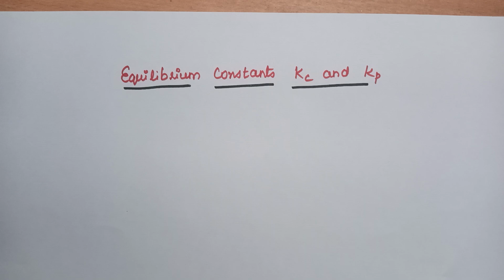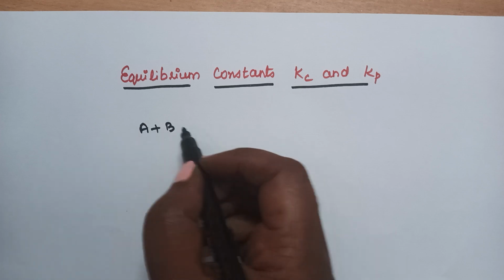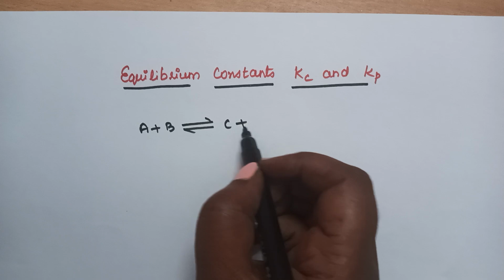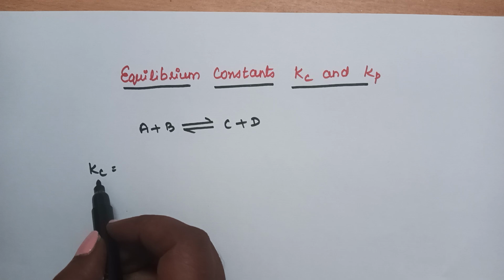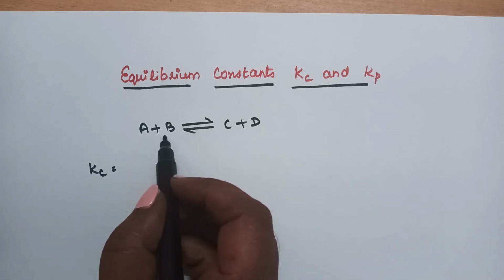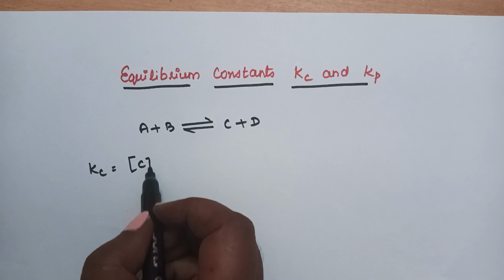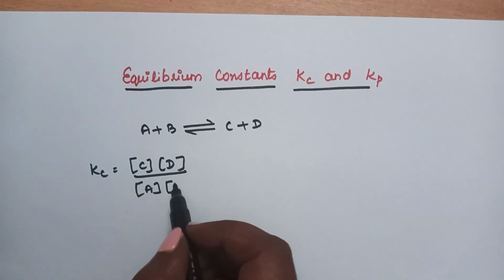Students, in this video we are going to learn equilibrium constant Kc and Kp and the relationship between Kc and Kp. So consider the reaction A plus B giving C plus D. Kc for this can be written as: Kc is the equilibrium constant in terms of concentration. Write the concentration of the product divided by the concentration of the reactant.